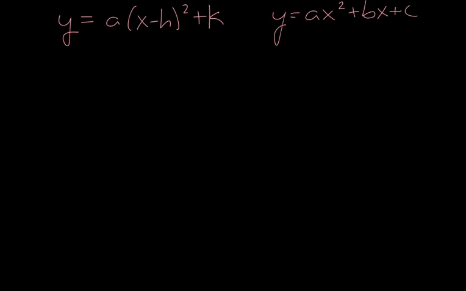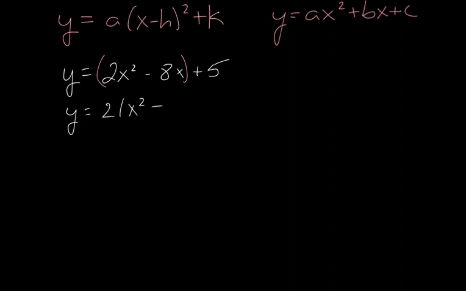Sometimes we have a coefficient. This a value right here would be equal to a in polynomial form. So let's look at an example. Let's try 2x squared minus 8x plus 5. Again, we'll group the x's, but before we complete the square, we want to factor out that 2.